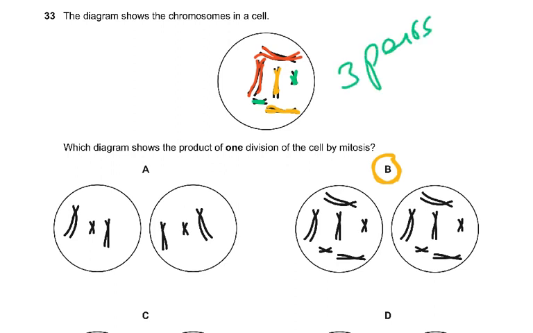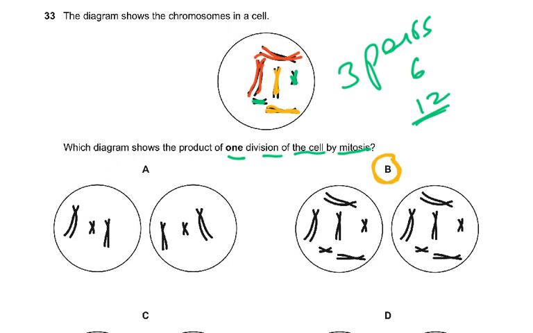Which diagram shows the product of one division of the cell by mitosis? So 3 pairs, so these were actually 6, but now there are 12 chromatids. And if this cell has to divide by mitosis, then two cells have to be formed with 6 in each. This, of course, had 12. Why did it have 12? Because there are 4 chromatids.